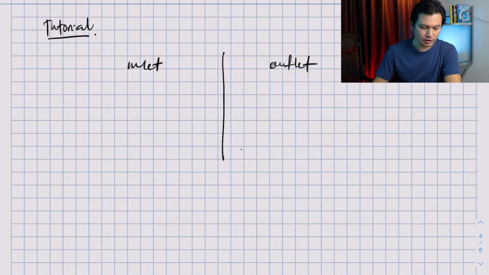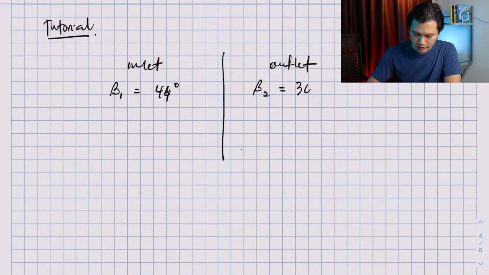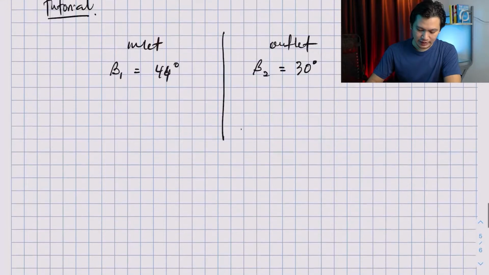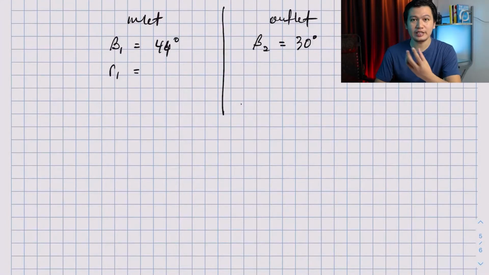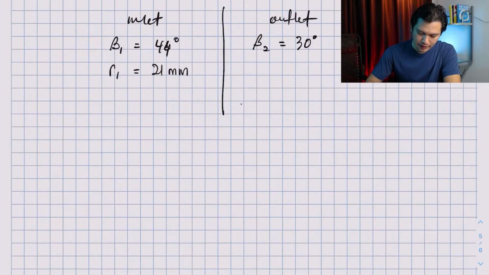For the conditions, you have beta 1 equal to 44 degrees, and beta 2 which is equal to 30 degrees. If you still remember, beta is the relative flow angle, right? Next we have R1, the radius at inlet, which is 21 millimeter, and the radius at outlet is 66 millimeter.